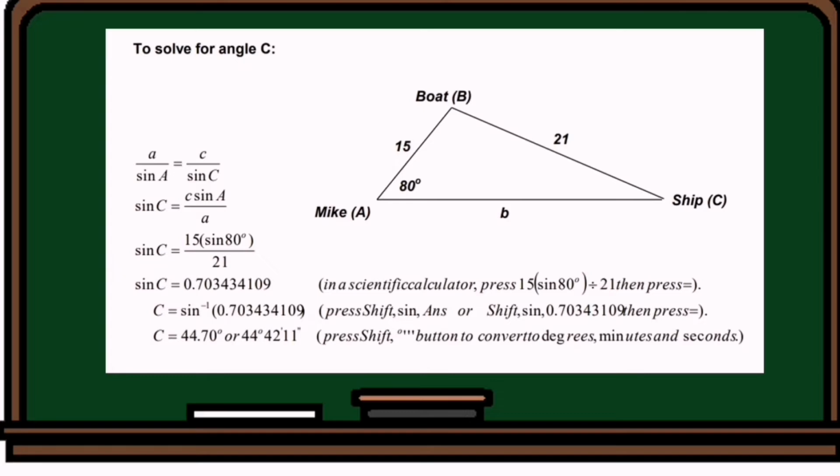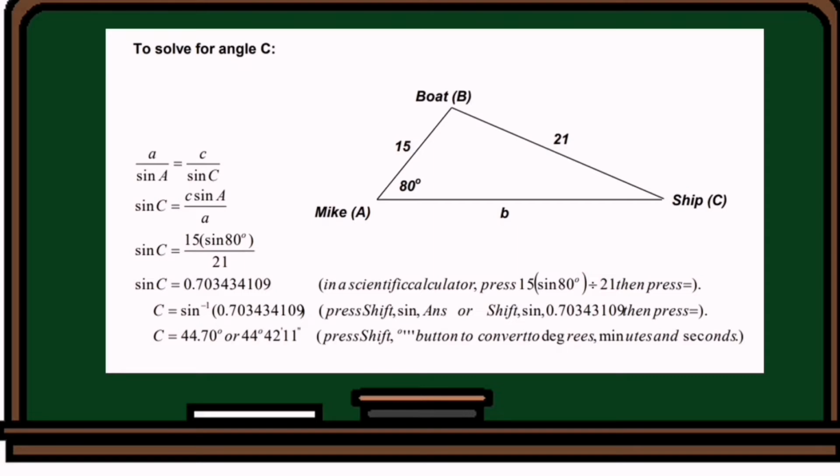Substitute in this equation the given two sides, the measure of side A and the measure of side C. Then substitute also the value of angle A. Then solve for sine C. And sine C is equal to 0.703434109. After finding the value of sine C, find the value of C.